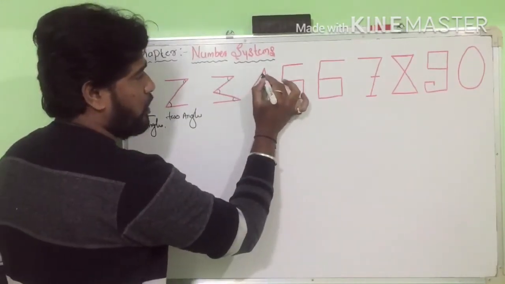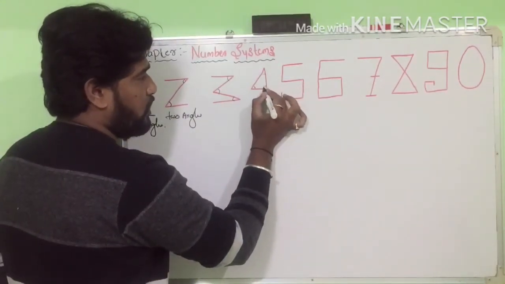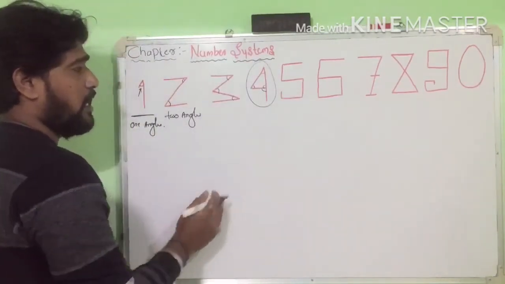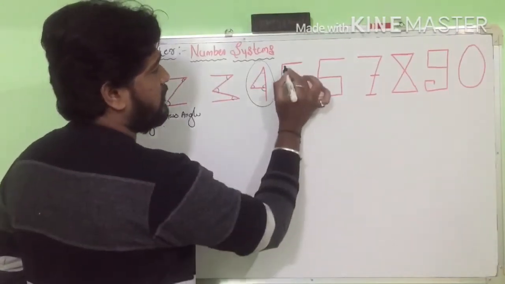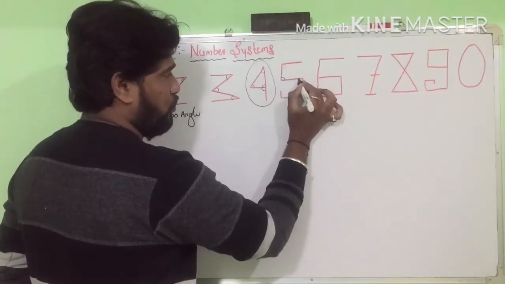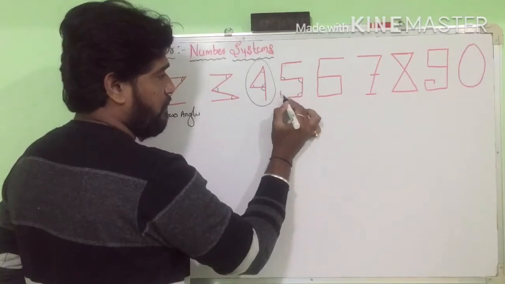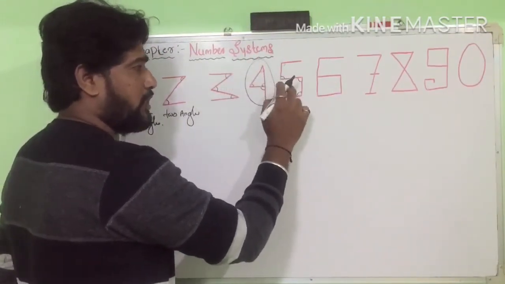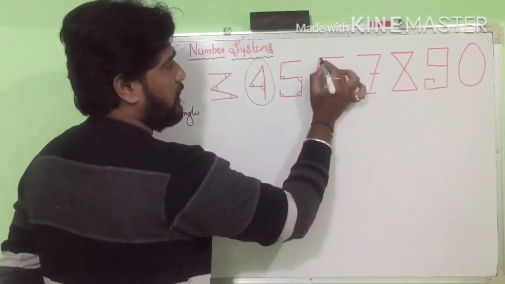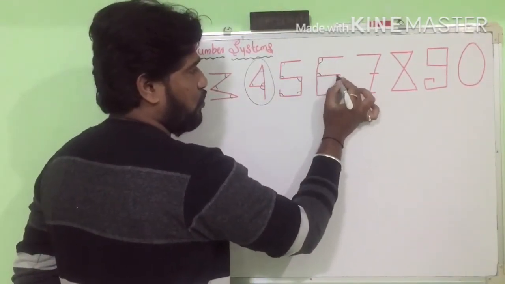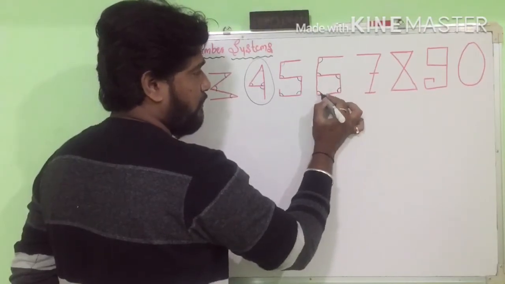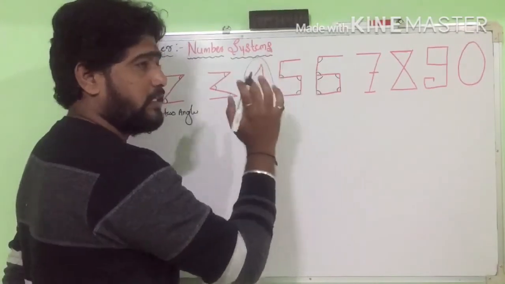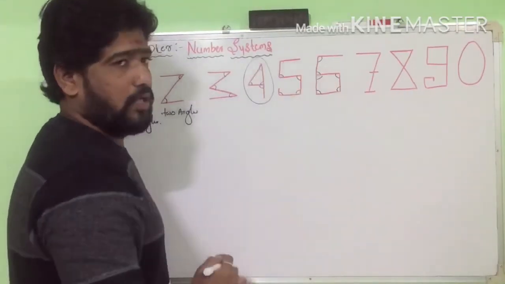And similarly this symbol, see 1, 2, 3 and 4. This symbol contains 4 angles. So that's why it is a 4. And this symbol 1, 2, 3, 4, 5. So this symbol contains 5 angles. So this symbol's name is 5. And similarly here 1, 2, 3, 4, 5, 6. This symbol contains 6 angles. So we call it 6 and they gave the name 6 only.